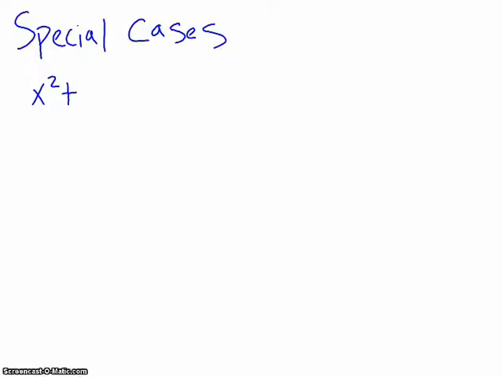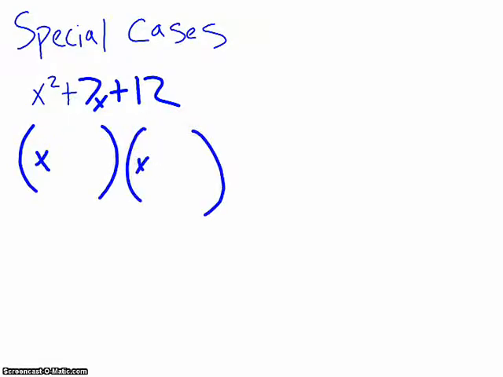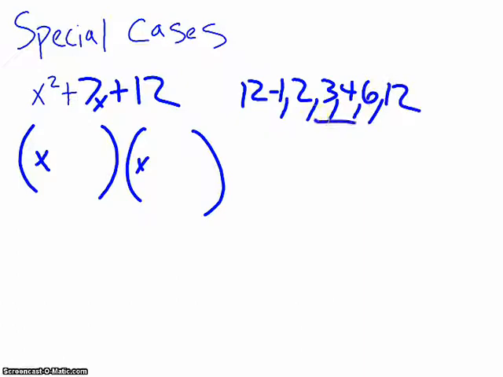Now we start off with x squared plus 7x plus 12. I put x and x in our parentheses as we started. And we run our factors with 12, which are 1, 2, 3, 4, 6, and 12. As we find out, the 3 and 4 work. 3 plus 4 equals 7, and 3 times 4 is 12. So our answer is x plus 4, x plus 3.